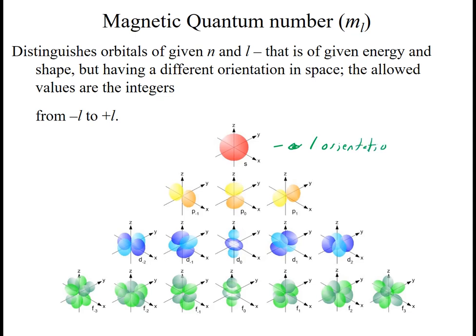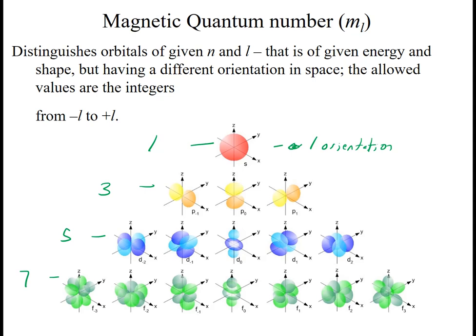For the dumbbells, then there's 3 orientations. There's the X, there's the Z, and there's the Y. So P has 3 orientations. Here's the D's, they have 5. So we've already seen these 3 here. And here's the representation of the F's. And you don't need to know what these shapes are per se, just know that there's 7. So there's 1 here, there's 3 here, there's 5 there, and there's 7 of those. And so they go up in odd numbers by 2.